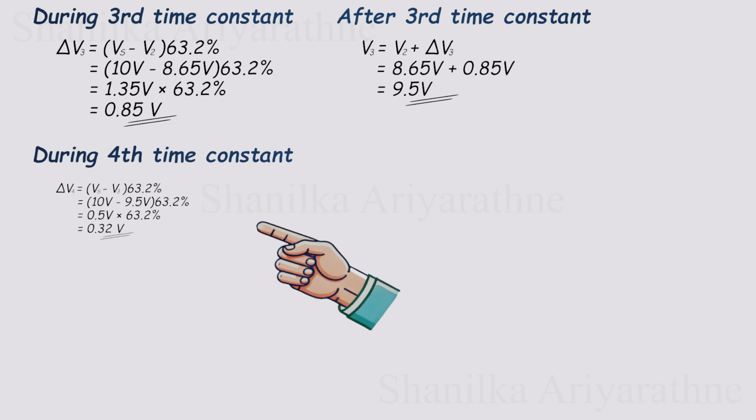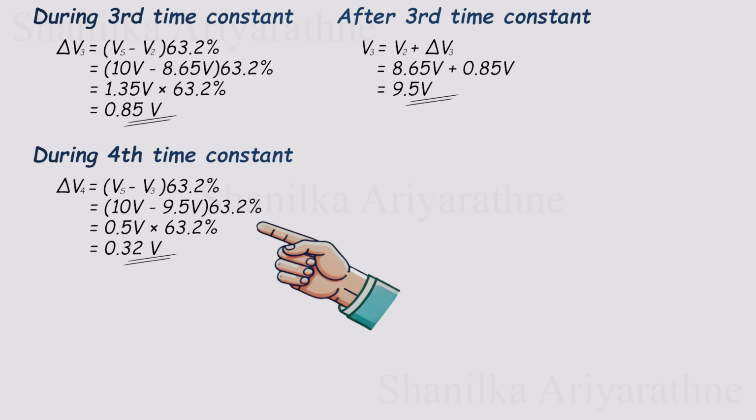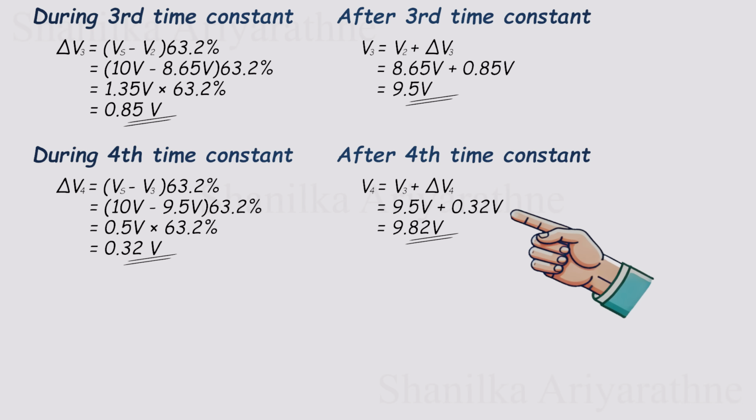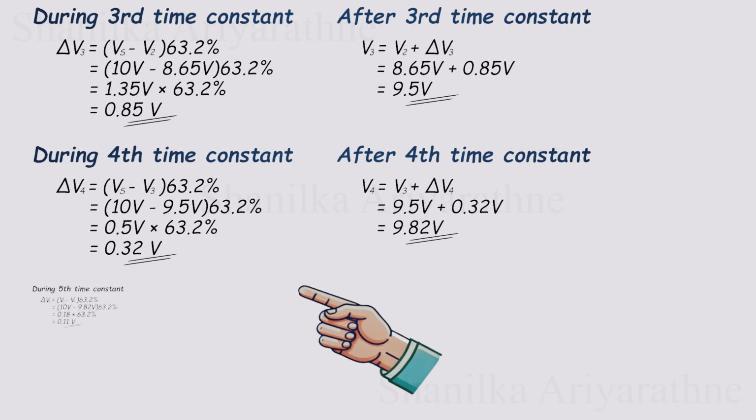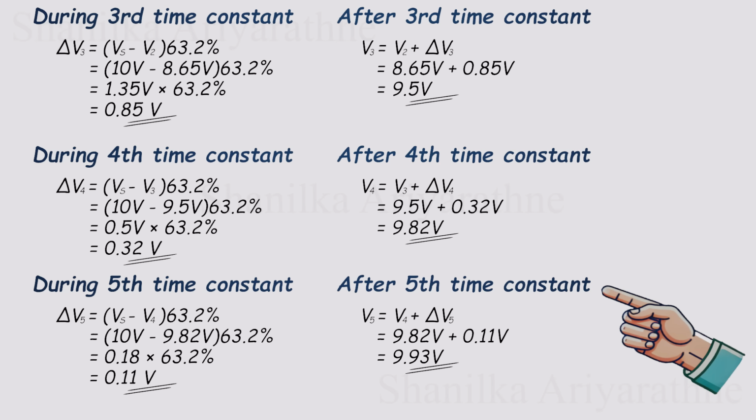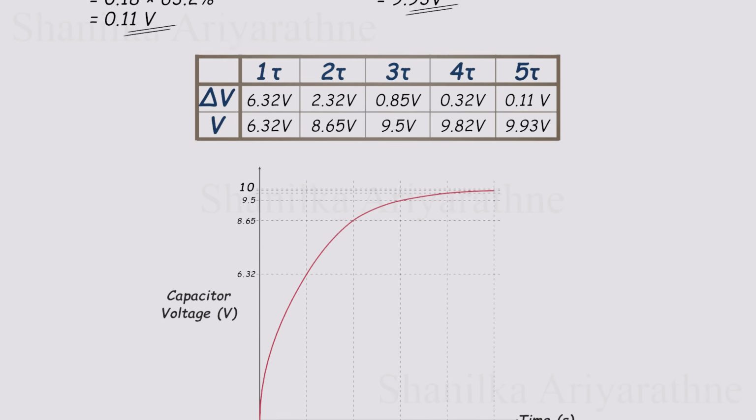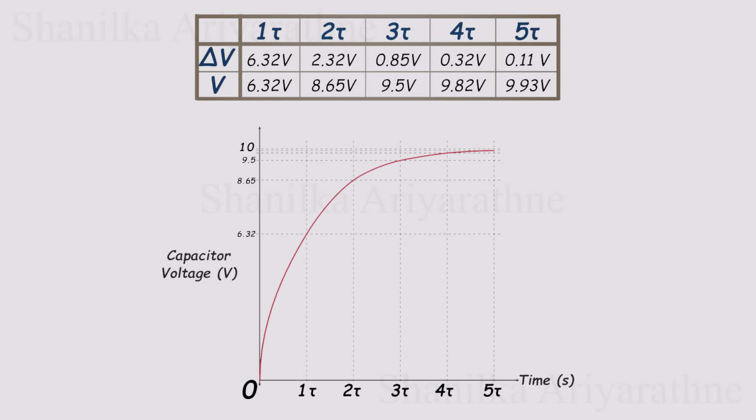Now, let's do the calculation for the fourth time constant. After the fourth time constant, the voltage will reach about 9.82 volts. If we go one more step, after the fifth time constant, the voltage will be around 9.93 volts. And it keeps going like that. Each time constant gets the capacitor closer and closer to the final 10 volts, but with smaller and smaller voltage changes. By plotting all these points, we can draw a smooth curve that shows how a capacitor charges over time, and that's how we build the classic voltage time graph for a charging capacitor.